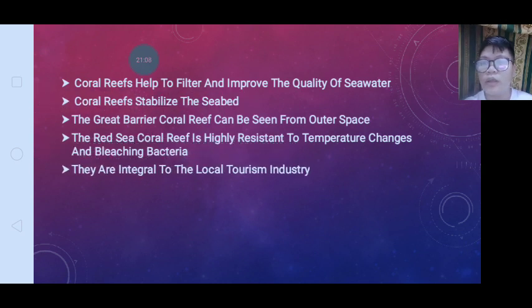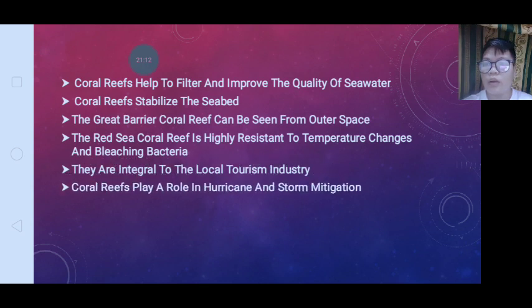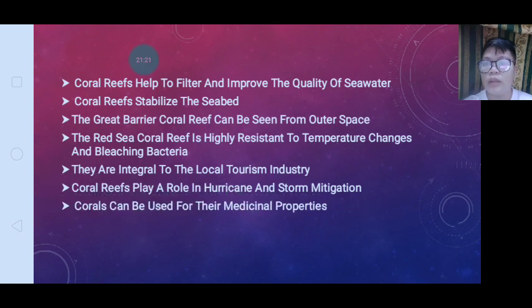Next, they are integral to the local tourism industry, and coral reefs play a role in hurricane and storm mitigation. Also, corals can be used for medicinal properties. Corals have been used for medicinal purposes since ancient times.